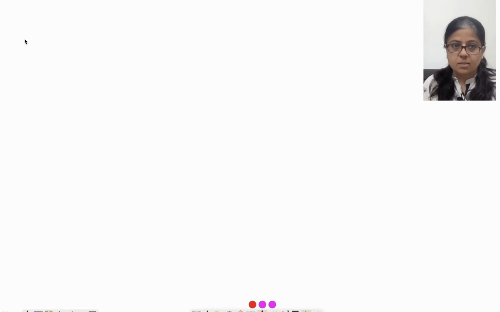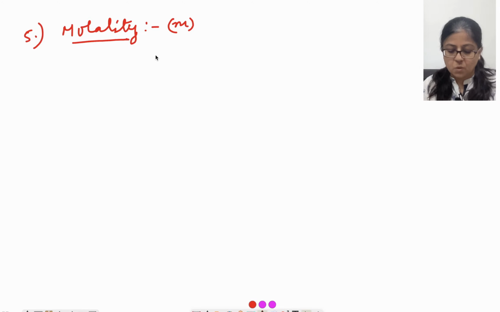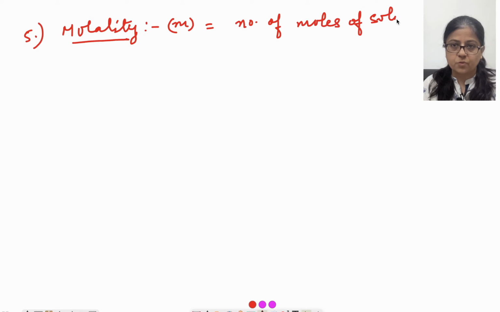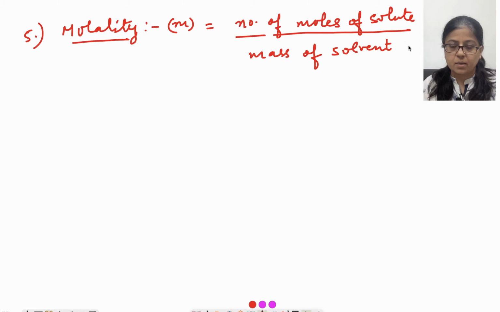Let us discuss the next term, which is molality. This is the fifth term we are taking here. What is molality? How can we calculate the molality of the solution, which is expressed as small m? Molarity is expressed as capital M and molality is expressed as small m. So it is equal to the number of moles of solute divided by mass of solvent in kg.